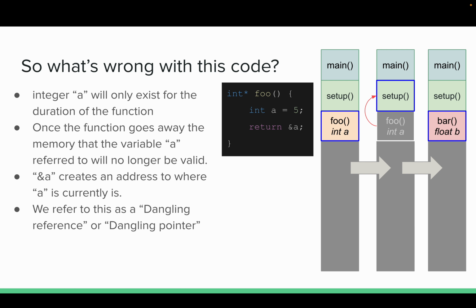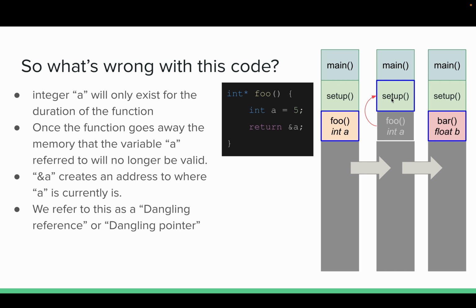A reference to a creates an address to where a currently is. And now once you return from this function, you get what's called a dangling reference or dangling pointer. We have a little example up here. We have main, then setup, and then something that calls foo. Foo in its data holds the value a. When we return an address, we're returning an address to this old location, and we send that back up to setup.